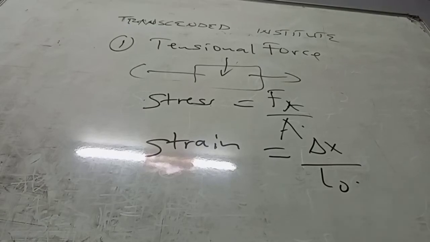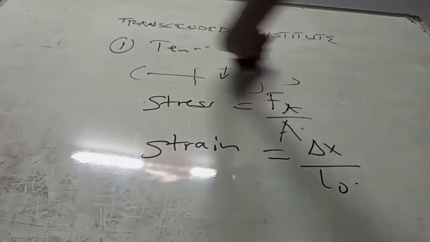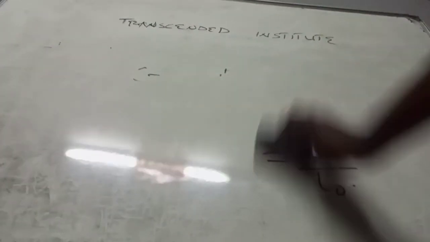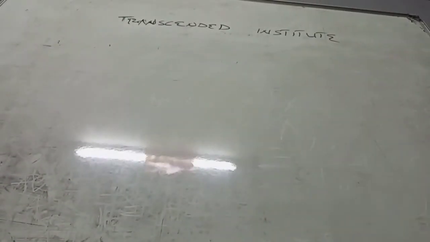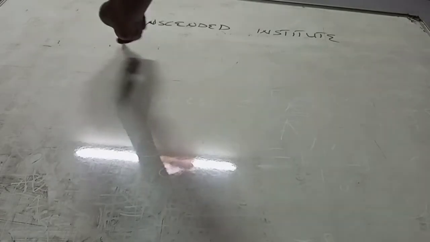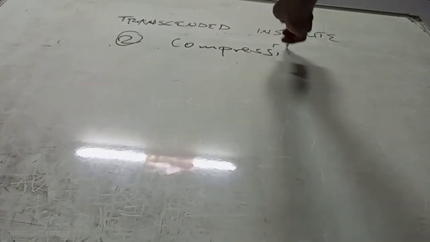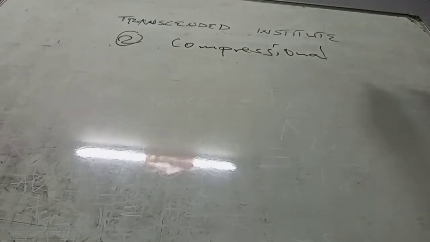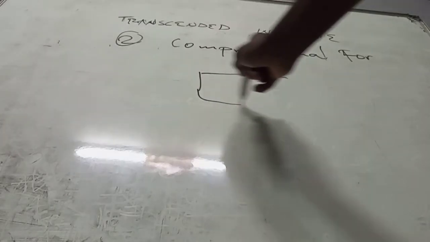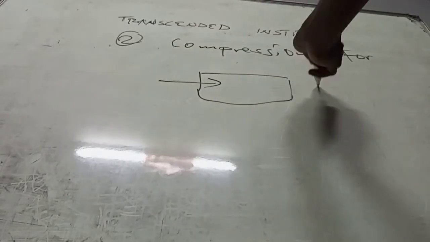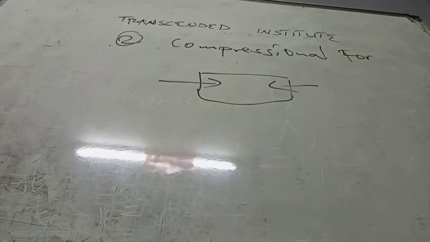Okay, so away from the tensional force, the second type of force that we can talk about that can lead to deformation is what? A compressional force. From the word compress, you're trying to reduce something. So instead of putting it on the sides, you are now applying the force inwards, leading to a reduction in the length.